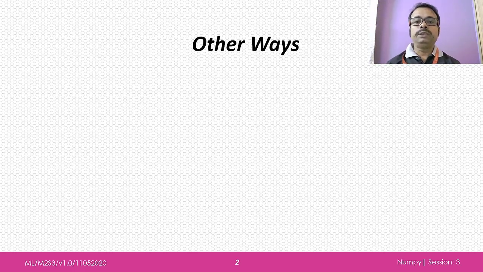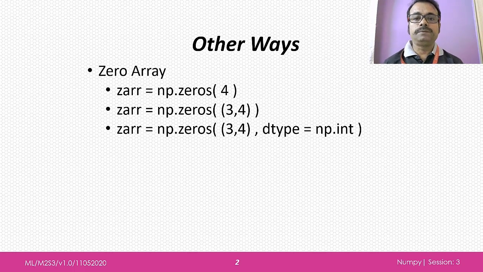There are other ways to create Numpy arrays. First, how to create a zero array. That means a Numpy array whose cells are filled with zeros. We have a method for that, which is zeros. The method zeros has several versions. This version will create a one-dimensional Numpy array. Each cell will be filled with 0, and that array will be of four elements. So this is the size of that one-dimensional array.